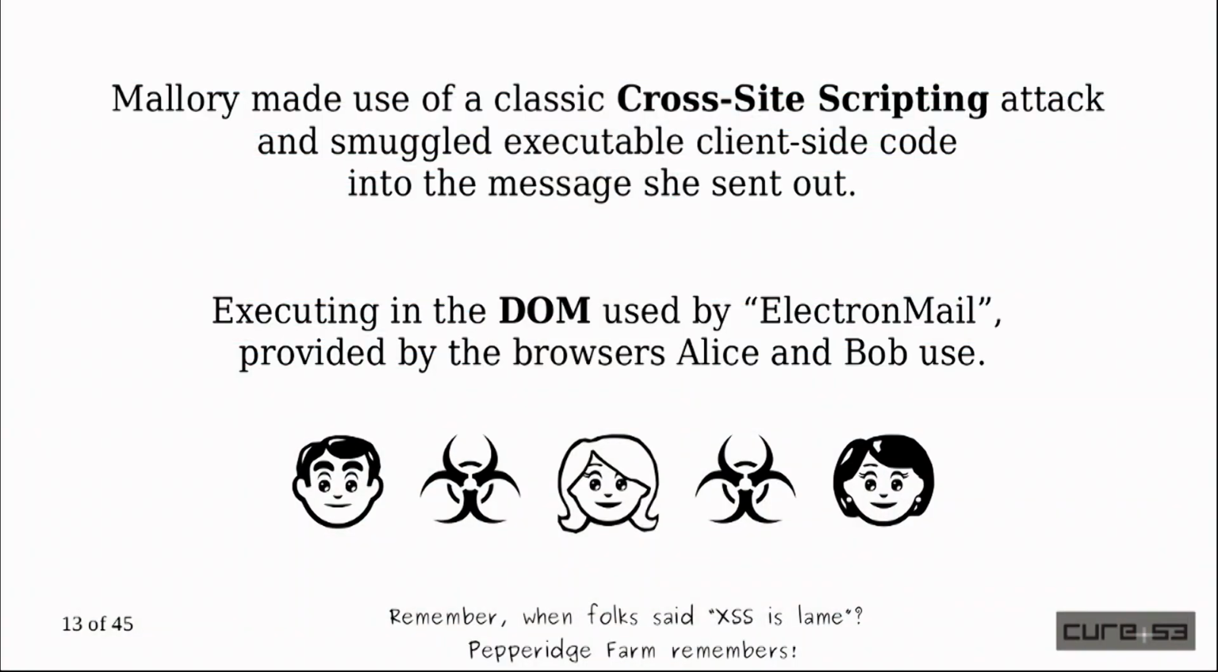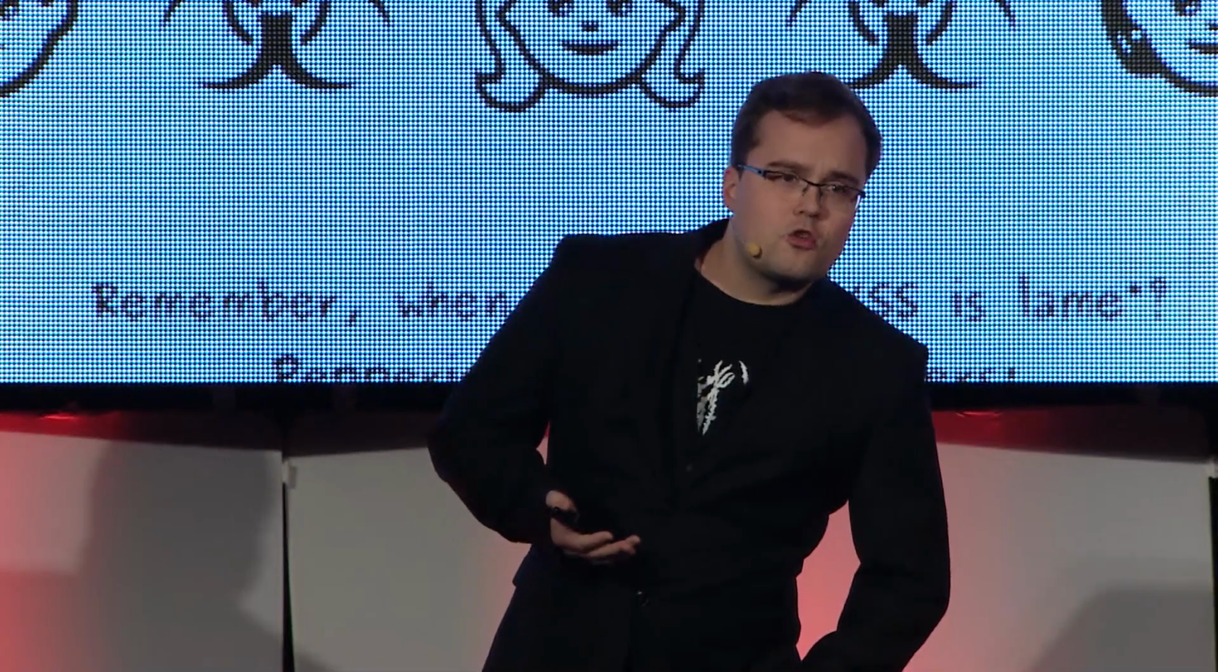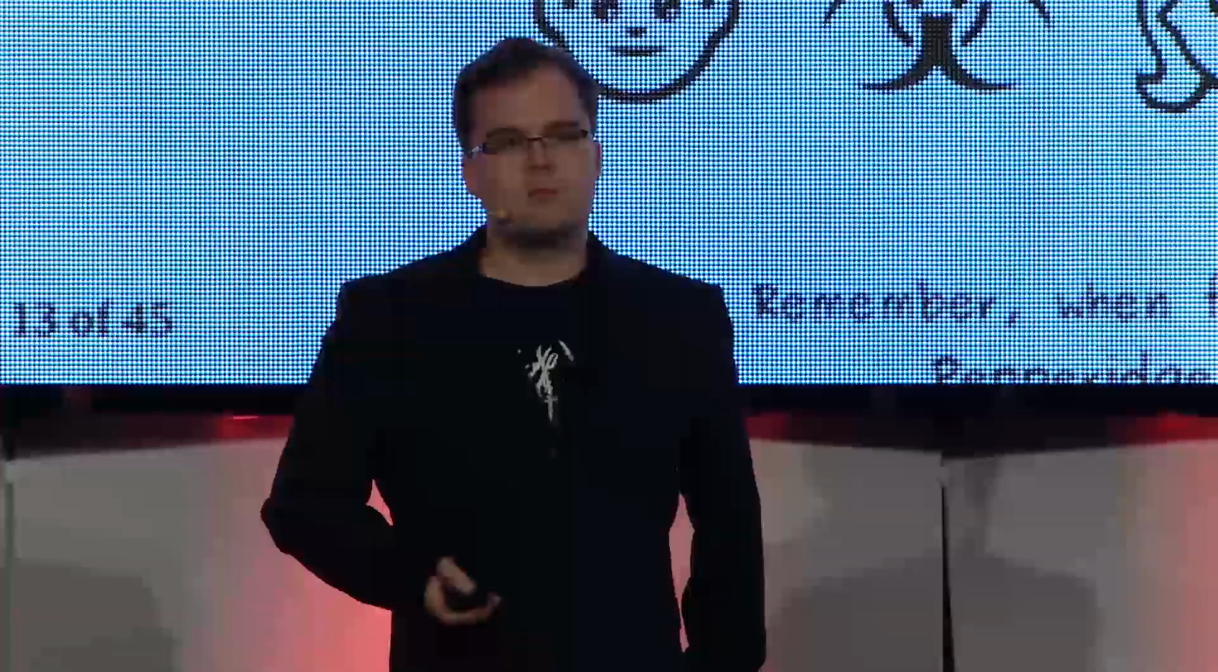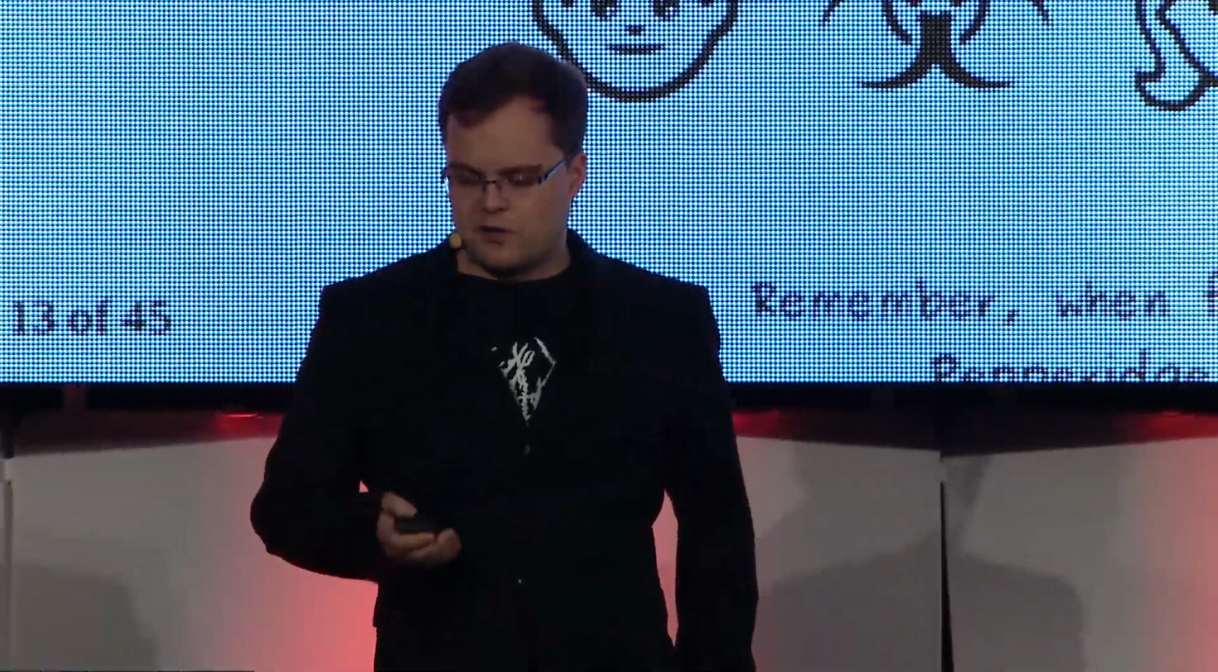So what she did, she was using a cross-site scripting bug, in short, XSS. And she managed to smuggle executable client-side code, HTML and JavaScript, into the message she sent out to Bob and Alice. And this code executes in the DOM, in the document object model used by Electron Mail, right in the browser. And that's a bad thing, because that is the same platform where Alice and Bob are acting, in the browser, in that DOM, on that page that is being loaded, on that URL. So Mallory can do pretty much whatever she wants there. She can pretty much impersonate those two perfectly well.